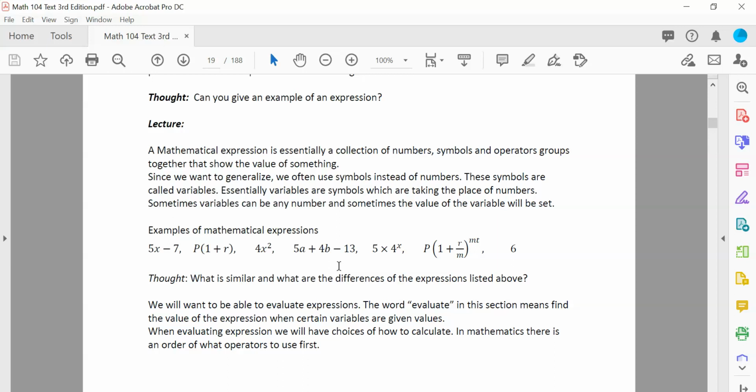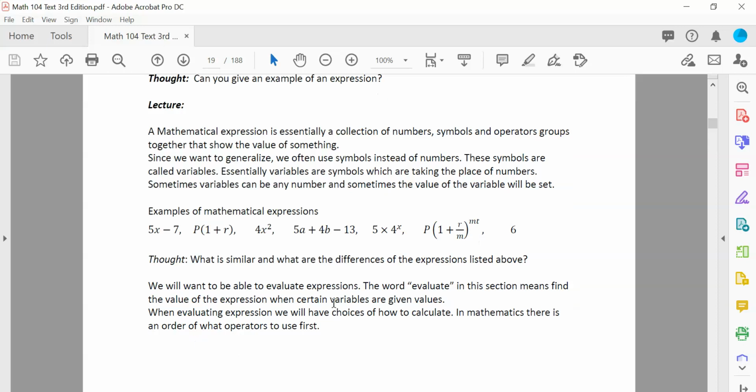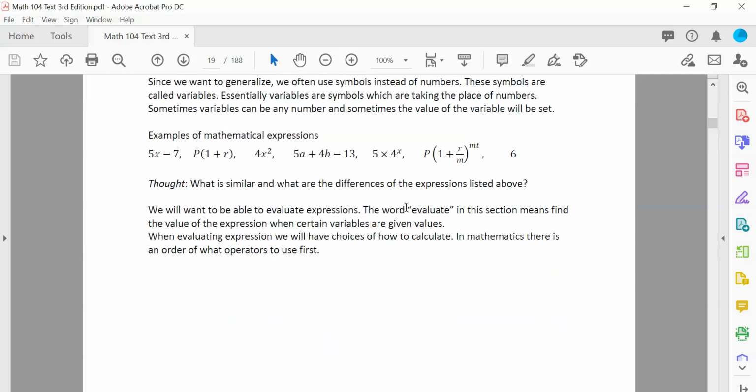Okay. Now we're going to start evaluating mathematical expressions. The word evaluate just means to find the value of something. So in this section, evaluate means find the value of the expression, like for instance 5x minus 7 or 4x squared. When we do that, we need to know the value for the variable in question. For instance, if I'm trying to evaluate 5x minus 7, I need to know the value for x.